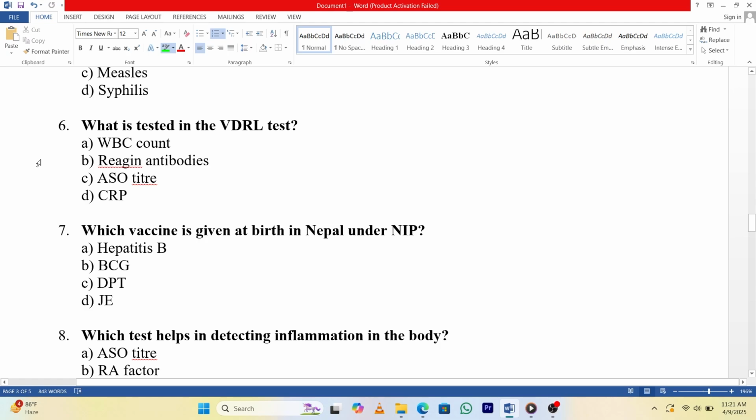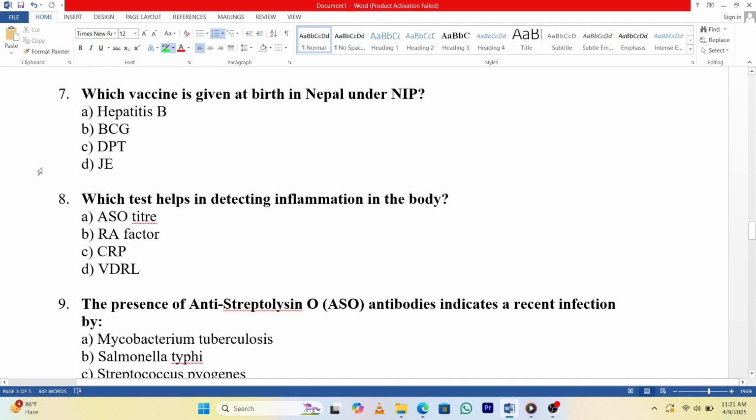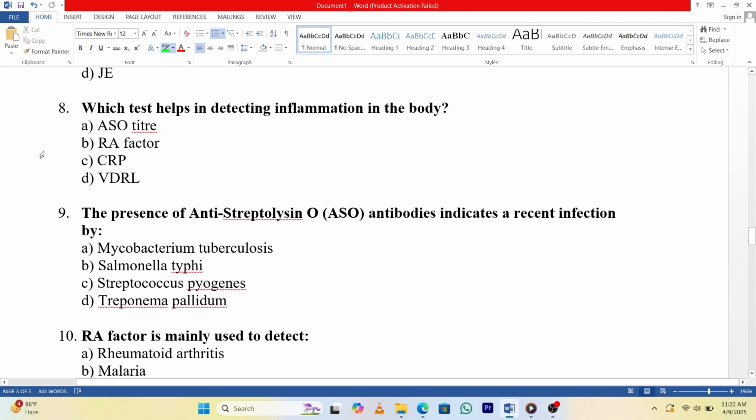Answer, B. 7. Which vaccine is given at birth in Nepal under NIP? A. Hepatitis B. B. BCG. C. DPT. D. JE. Answer, B. 8. Which test helps in detecting inflammation in the body? A. ASO titer. B. RA factor. C. CRP. D. VDRL. Answer, C.